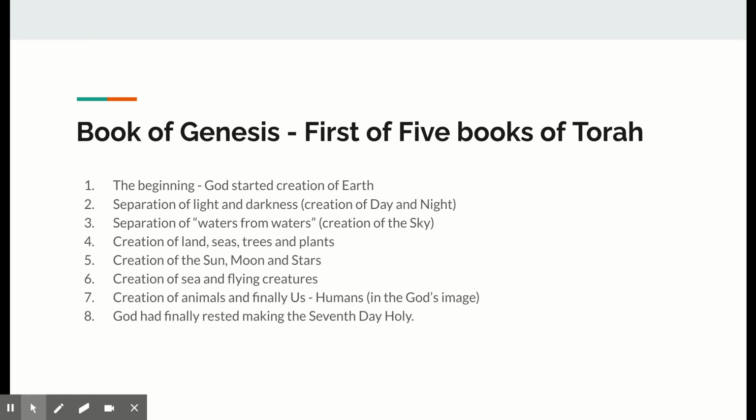On the fourth day, he created the sun, the moon, and the stars, and everything that surrounds Earth. On the fifth day, he created creatures that would live in the sea and fly over it. On the sixth day, he created land animals, and finally, in the very end, us, humans, in his own image. And on the seventh day, God had finally rested, making the seventh day holy.